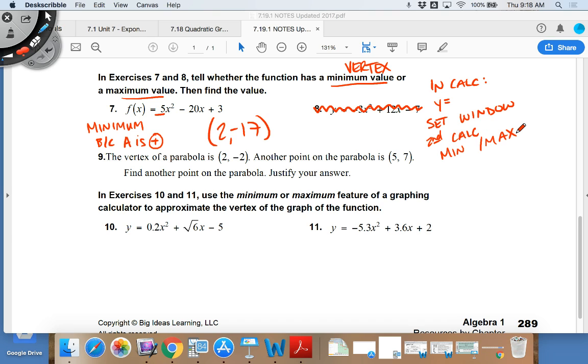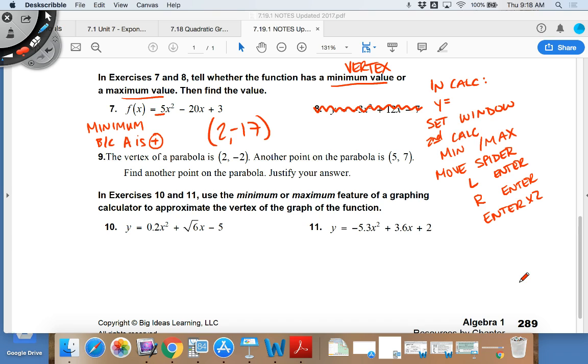So you have to be able to identify, does mine have a minimum or does it have a maximum? Then you're going to move your spider. In this calculator, it kind of looks like a flower, but in the older ones that aren't color, it looks more like a spider to me. So we move our spider to the left and hit enter. Then you move your spider to the right side of the vertex and hit enter. Then it says guess, so you hit enter 2 more times. And that's how it gives you the vertex.